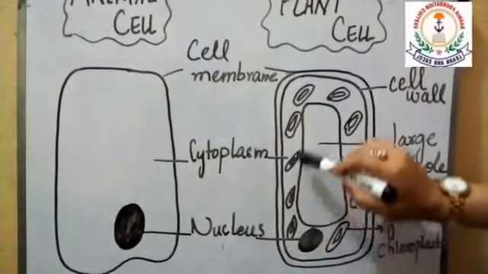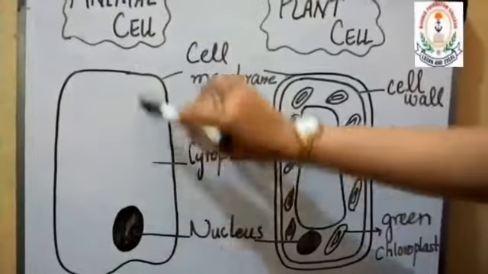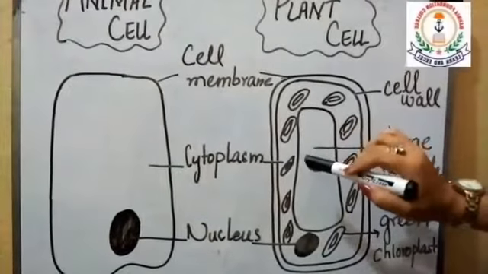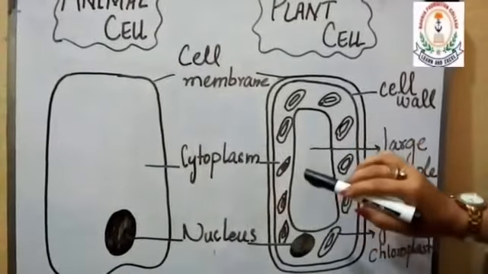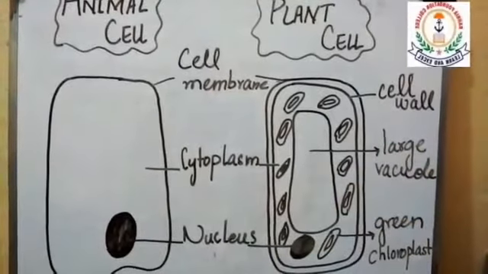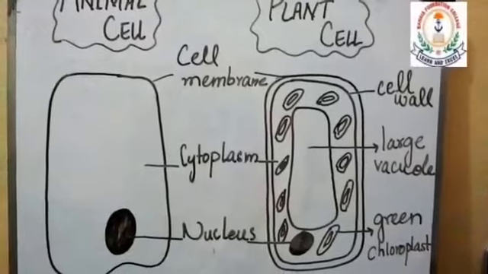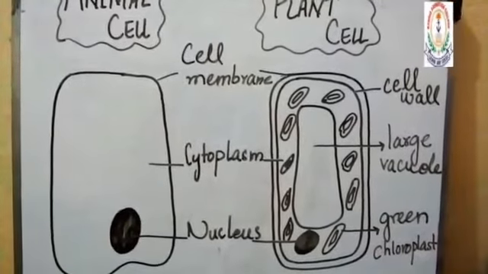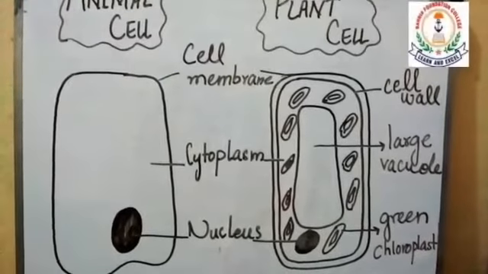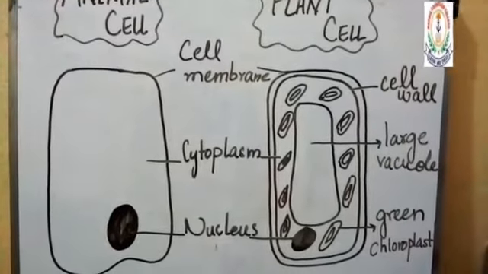Then comes the cytoplasm. Cytoplasm is basically this region. This is shown in green color in both cells. The cytoplasm is all the living matter except for the nucleus. It is a jelly-like substance which is fluid and it can flow. All the organelles that are present in plant cells are present in this fluid.